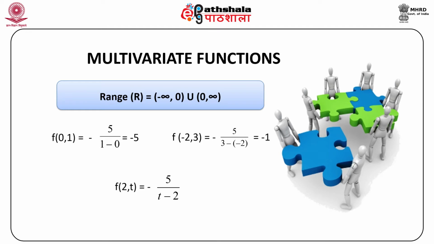F(1) is equal to minus 5 upon 1 minus 0, which is equal to minus 5. F(minus 2, 3) is equal to minus 5 upon 3 minus 2, which is equal to minus 1. F(2, t) is equal to minus 5 upon t minus 2.